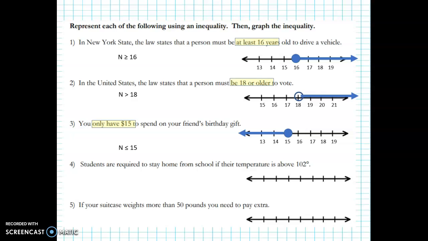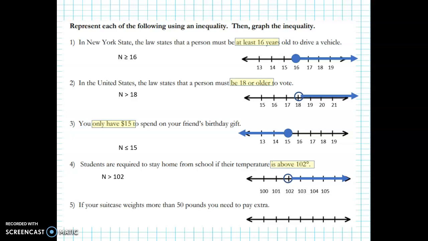Students are required to stay home from school if their temperature is above 102. So if you are at 102, you're okay, but if it's above 102, you have to stay home. This means n is greater than 102. Put your numbers down. We are using an open circle on 102 and then graphing the line to the right.